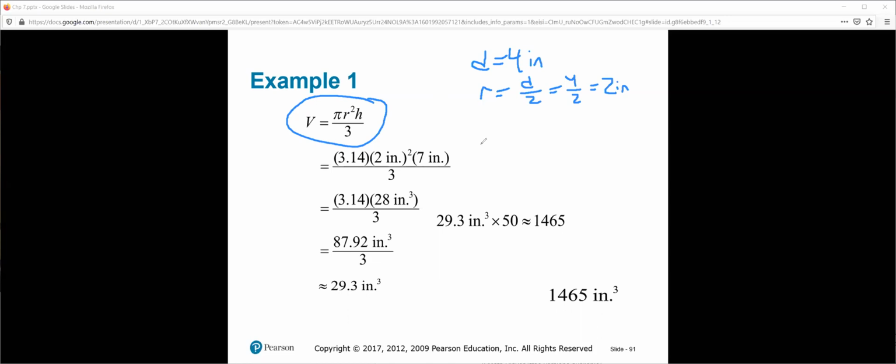So I land on pi times 2. The square stays with the 2. And then my height, I was told, was 7, divided by 3. Follow my order of operations. Easy to solve, right? Do my square first, then multiply my top, and then divide my bottom.